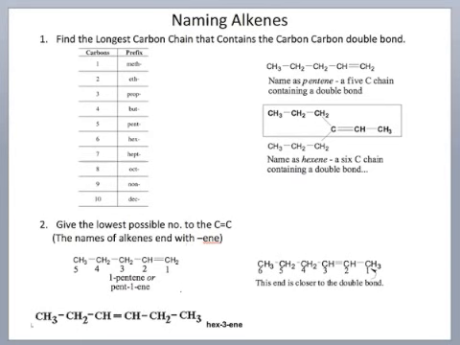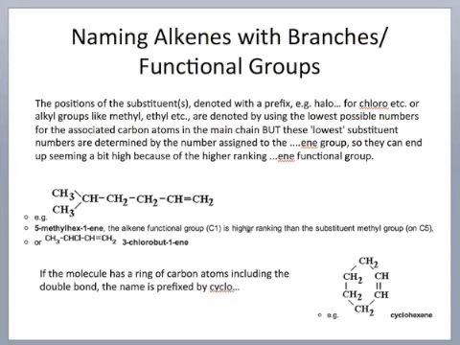Okay, so let's look at naming alkenes with branches and functional groups. Let's do a quick recap. So far we've talked about counting the longest chain of carbons, then giving the double bond a number, and the ending of alkenes is -ene. If there are any other substituents, we would use the prefix. For example, if we have a halogen, such as chlorine, then we would use the prefix chloro.